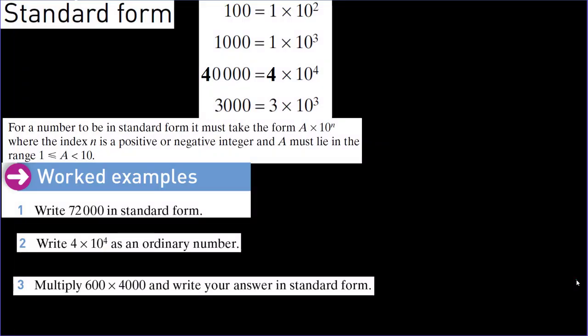Hi dear students, we are going to study standard form in this lesson, and how to write it. Basically there's a definition here and these are the examples. For a number to be in standard form, it must take the form a times 10 to the power of n. n can be a positive or negative integer, but a must be between 1 and 10. 1 is included also. So 100 can be written as 1 times 10 squared.